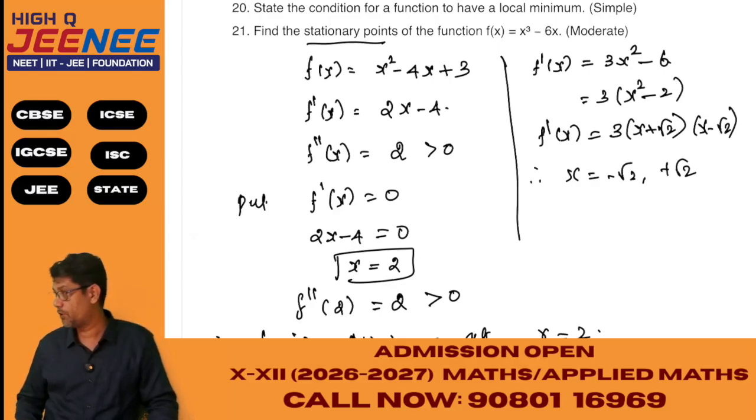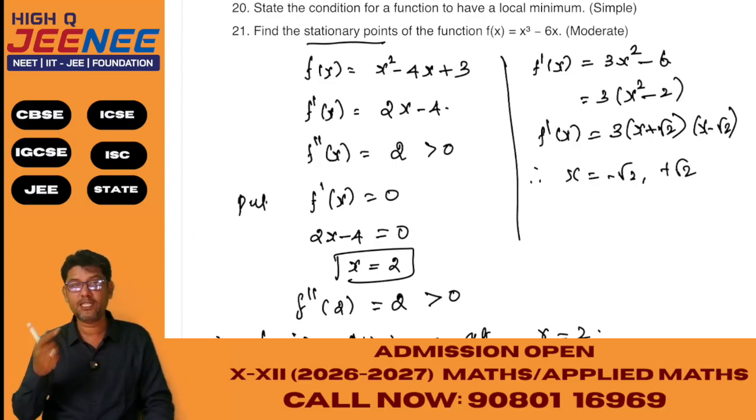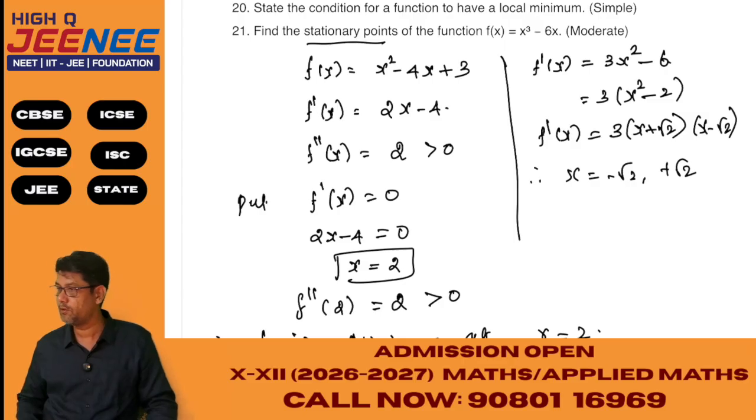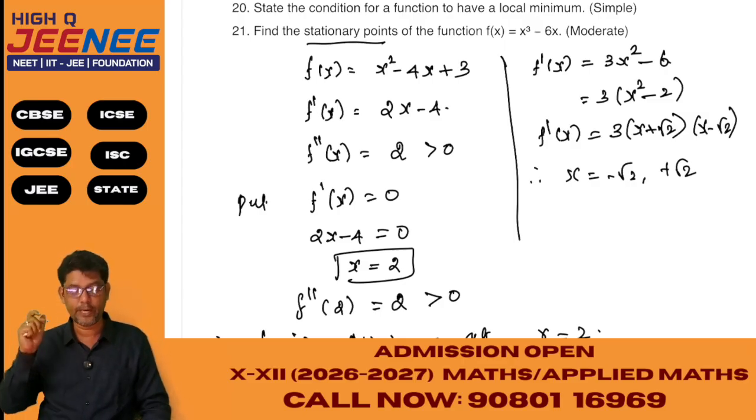You can just find out the stationary points. So what is it? X can be minus root 2 or plus root 2. But remember, you have to mention when it is maximum and when it is minimum. At this point, this is maximum. At this point, it is minimum.